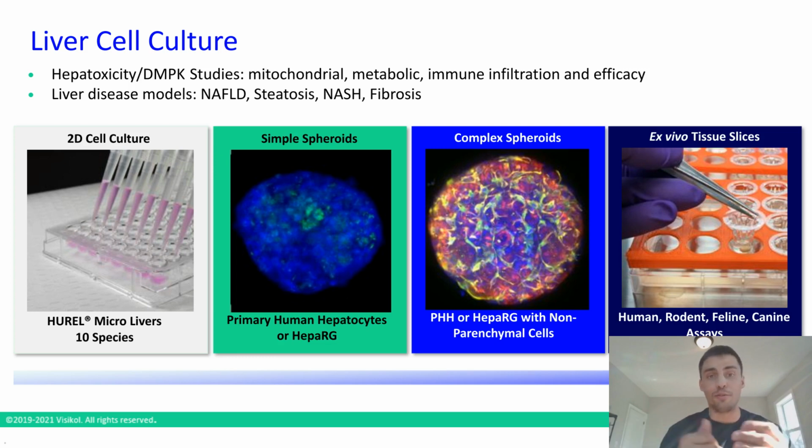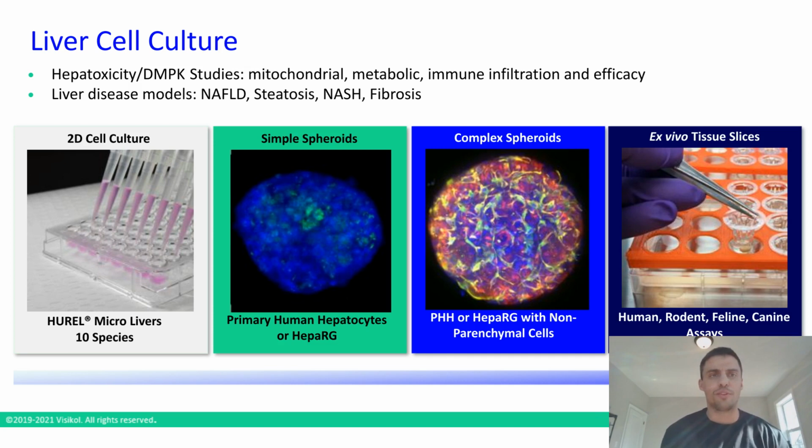We, as a company, also have simple spheroids. Spheroids allow us to have the complex three-dimensional structure that we see within the body in a format with a little more complexity than 2D. It allows us to answer different questions than we could in 2D. We also have complex spheroids, so multiple cell types combined into a single model, as well as iPSC-derived models. And then lastly, ex vivo tissue slice models are when we take a tissue, an actual liver in this case, and slice it into about 200 micron thick sections.